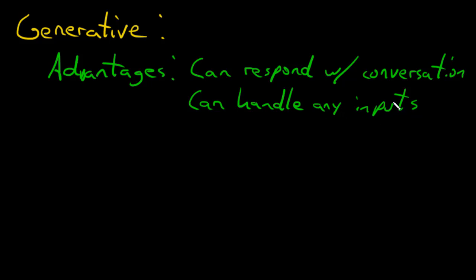And so both of these advantages together are the reason why generative models are being heavily researched. Because the second that they're able to respond with a conversation and handle any user input, they suddenly will become the dominant chatbot. There's no question. But we have a long way to get there because of some of the disadvantages. So the disadvantages, and I'm sure you can already guess what some of them are going to be.